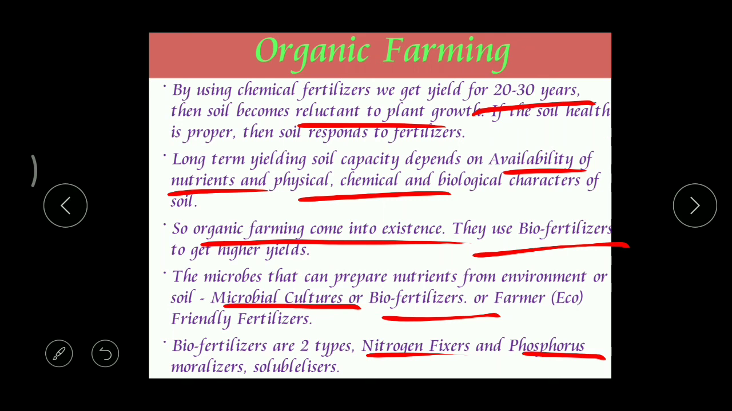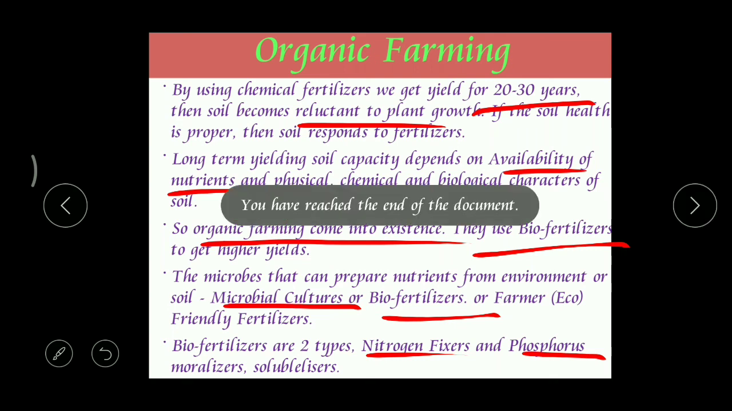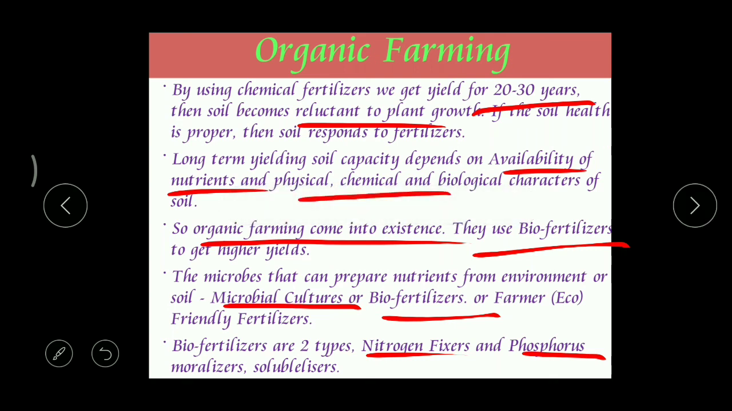These are the different types of biofertilizers available in the market, and farmers can use all these biofertilizers and improve the fertility of the soil without causing damage to the soil or the environment. Got it? And with this, we come to the end of this session.